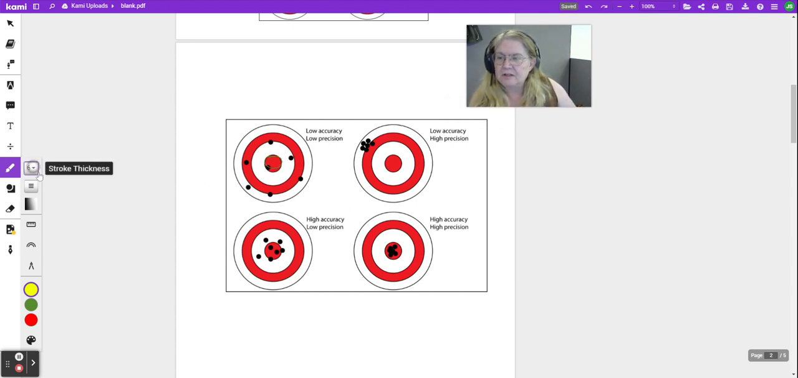So for this first target at the top left, because the shots are scattered all over the target, there's low accuracy and low precision. If I was precise, I would have a nice tight set of shots like in the second one. If they're all fairly accurate at the middle but not a nice tight grouping, I have a high accuracy and low precision. If I get them all inside that bullseye, I have both.